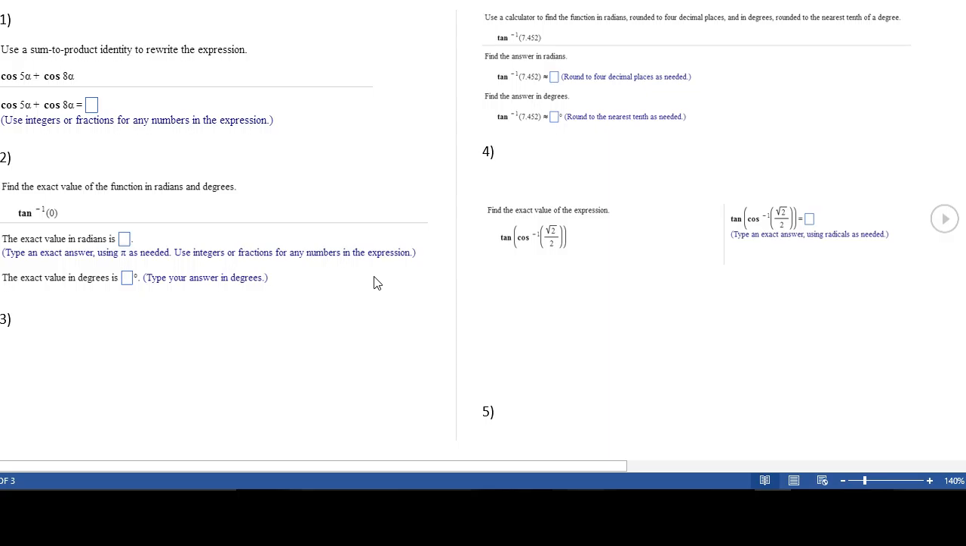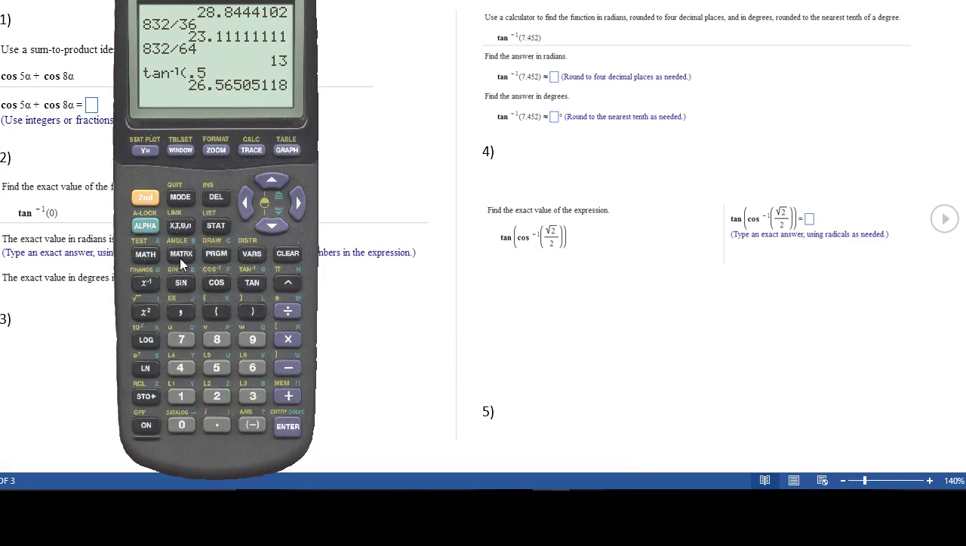So a question like use your calculator to find it in radians, round to 4 decimal places, and then in degrees to the nearest tenth of a degree. Can you do those now in your calculator? Do you understand where those numbers are coming from now? Oh, yeah, let me see. So is that number 3? Okay, right. So 10, 7.452.